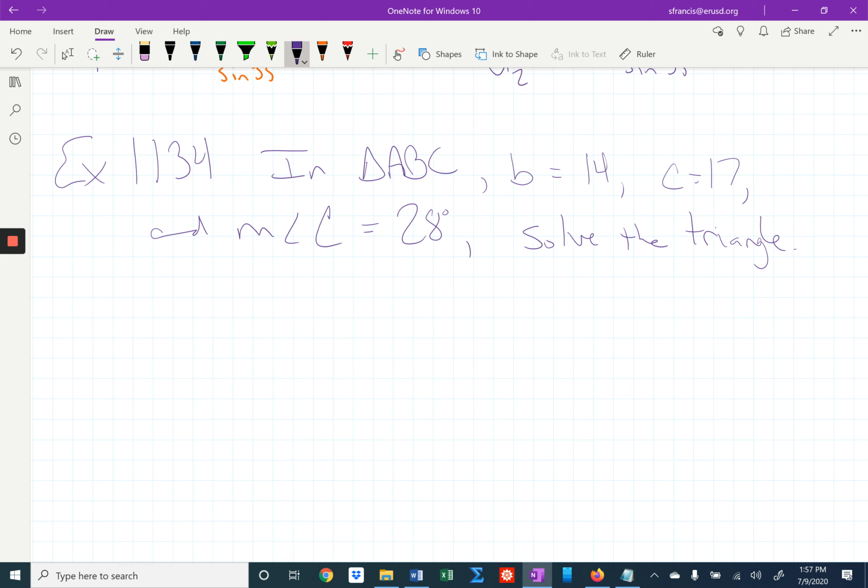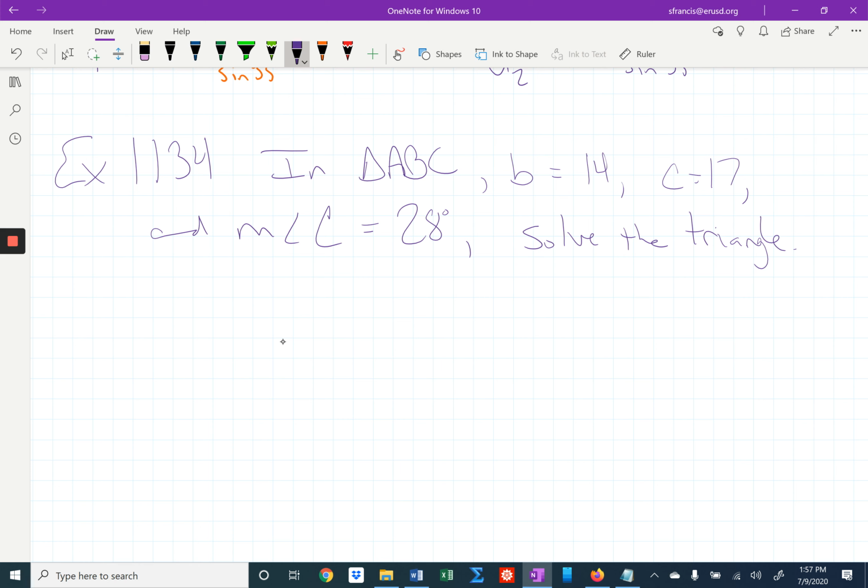All right, so here's the next example. In triangle ABC, side B is 14, side C is 17, and the measure of angle C is 28 degrees. Solve the triangle. Now, ideally, you'll pause the video here and go try this on your own, see how far you can get, and then come back and watch how I solve it to see how you did on this one.